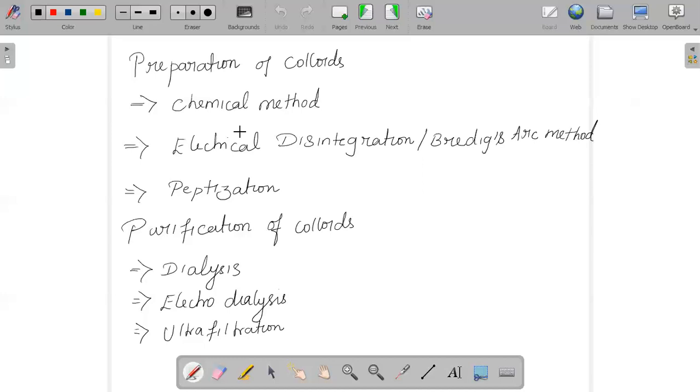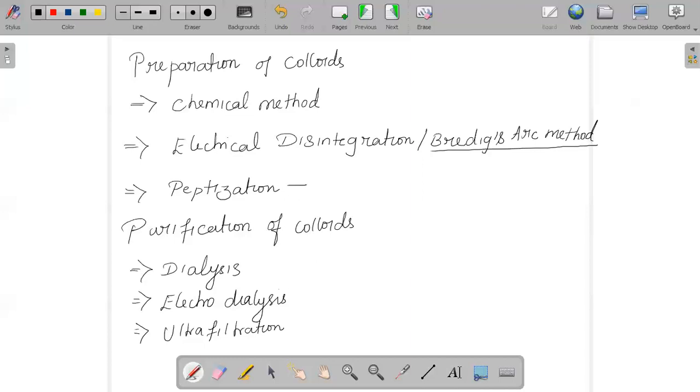And the second method we call the electrical disintegration method, or by its very famous name, Bredig's arc method. This is basically applied to obtain colloidal sols of metals like silver, gold, and platinum.